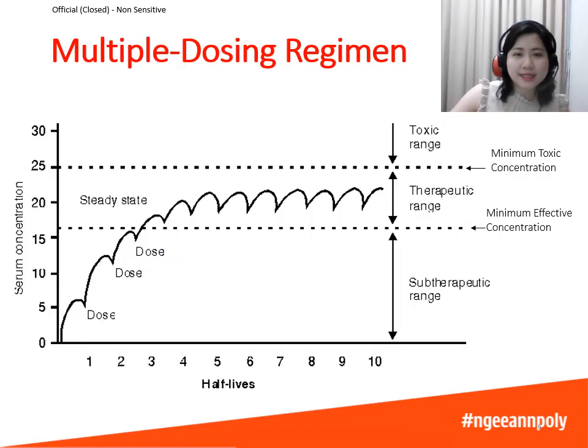If a patient takes multiple doses of a drug, the plasma drug concentration will initially increase with each dose until it reaches a steady state. This steady state should fall within the therapeutic range so that the drug will exert its therapeutic effect but not produce toxic effects.